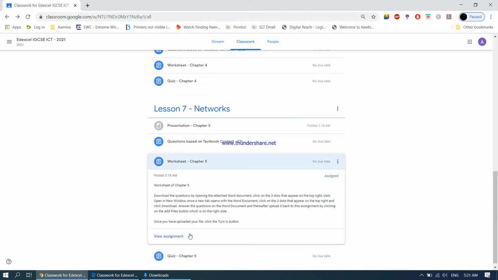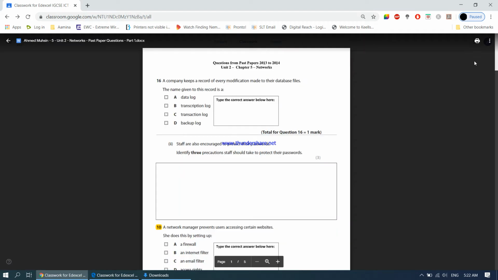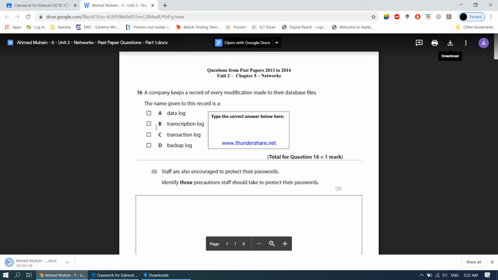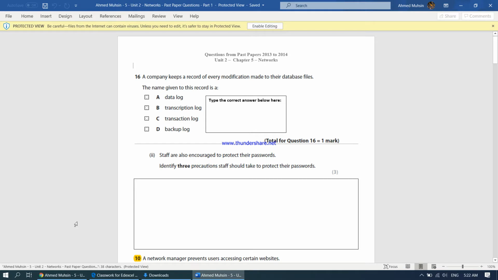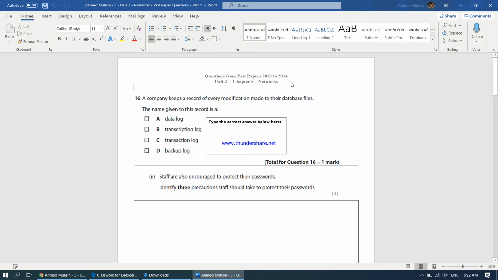You can open the worksheet. Let's download it. So we're going to open a new window. Download. So just reminding you again, you should be familiar with it now. This is a worksheet based on questions from the past papers from 2013 all the way to 2014.